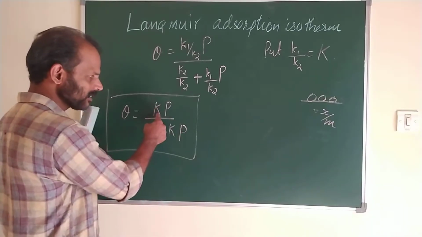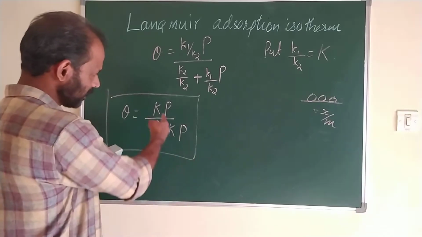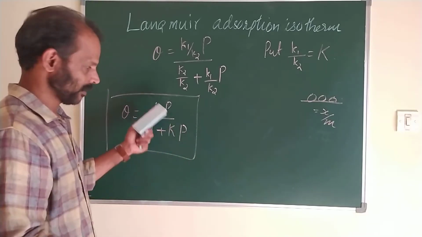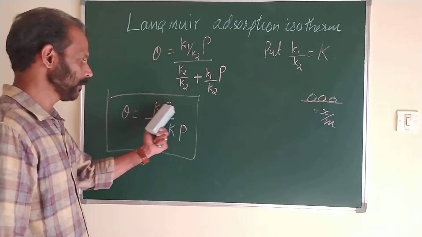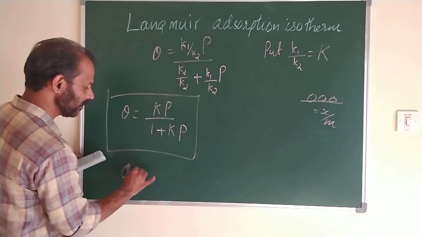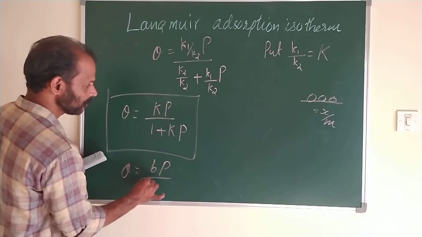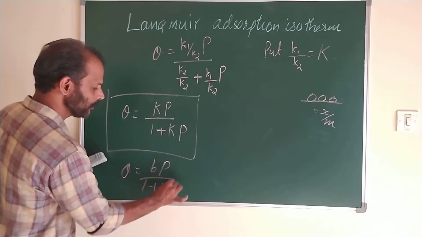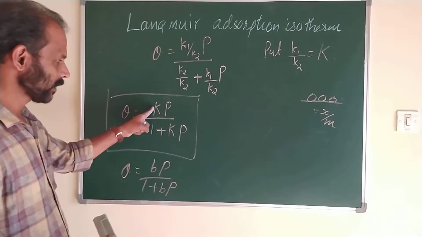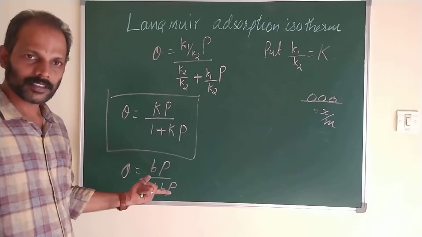Or instead of K, some textbooks write another constant, for example Bp by 1 plus Bp, the same equation. Doesn't matter because K or B, it is a constant.